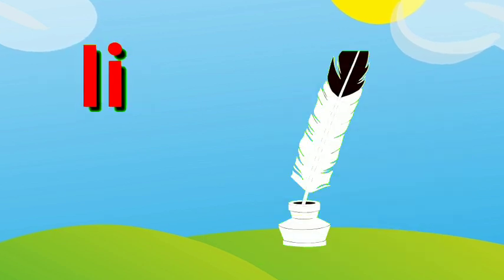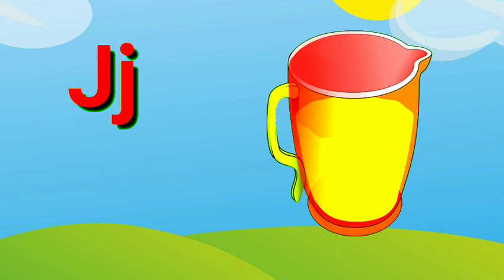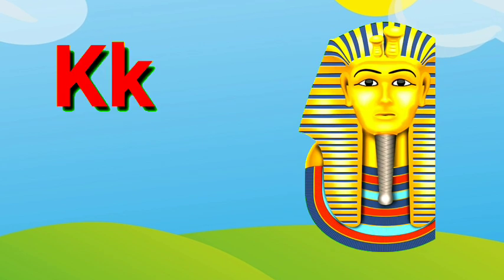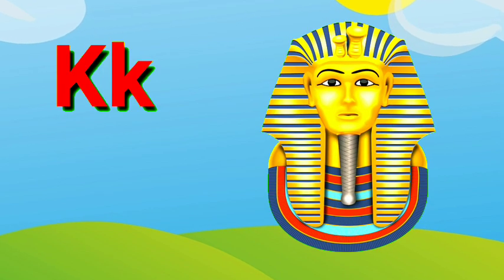I. I for inkpot. Inkpot means dawat. J. J for jug. Jug means jug. K. K for king. King means raja.